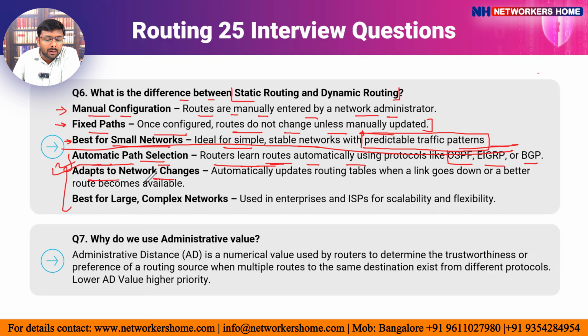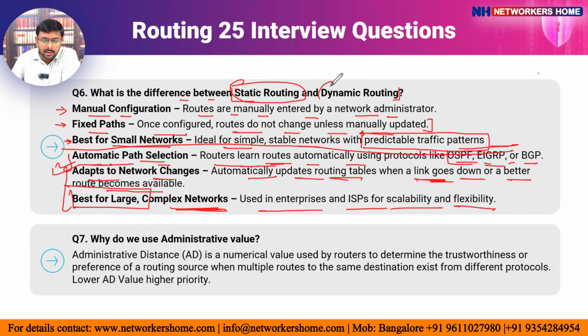Then it adapts to network changes, meaning it automatically updates the routing tables when a link goes down or a better route becomes available. Whenever any alternate path is available, or for example the route that we have not specified, it finds automatically. If it is not working, it has to find its backup path automatically based on the routing protocol that we have used. So where do we prefer this? It is better suited for large and complex networks, used in enterprises and ISPs for scalability and flexibility. So these are the differences between static routing and dynamic routing.